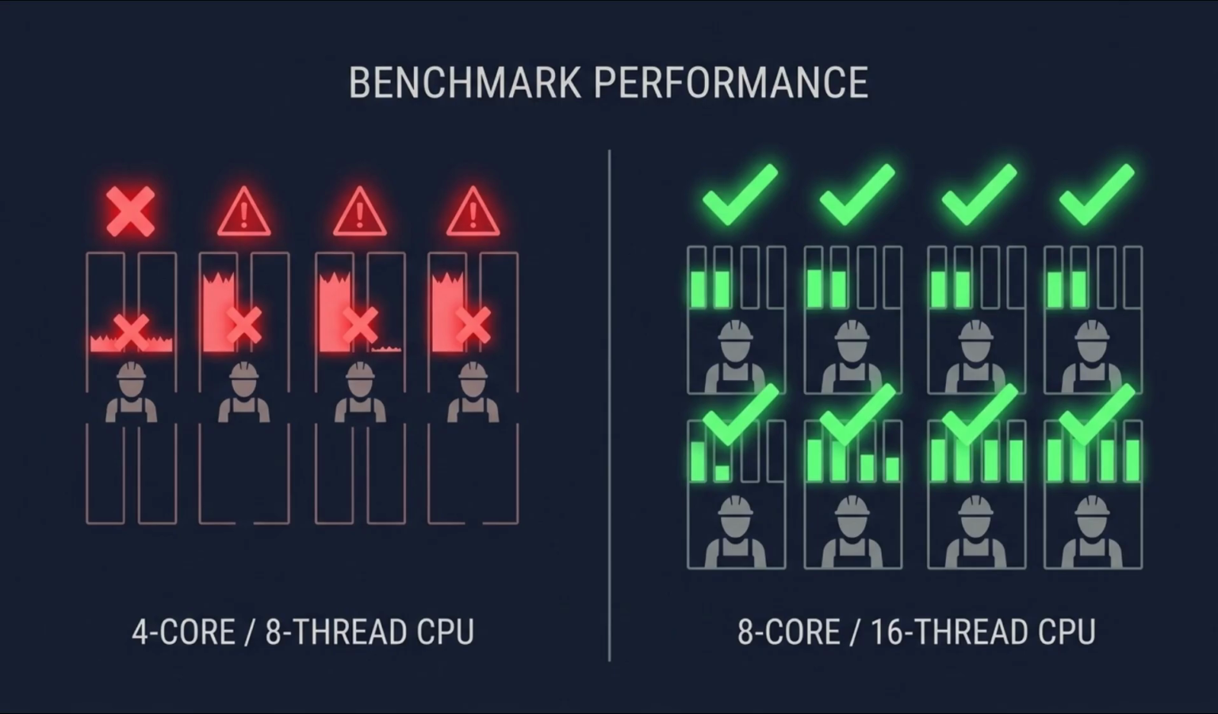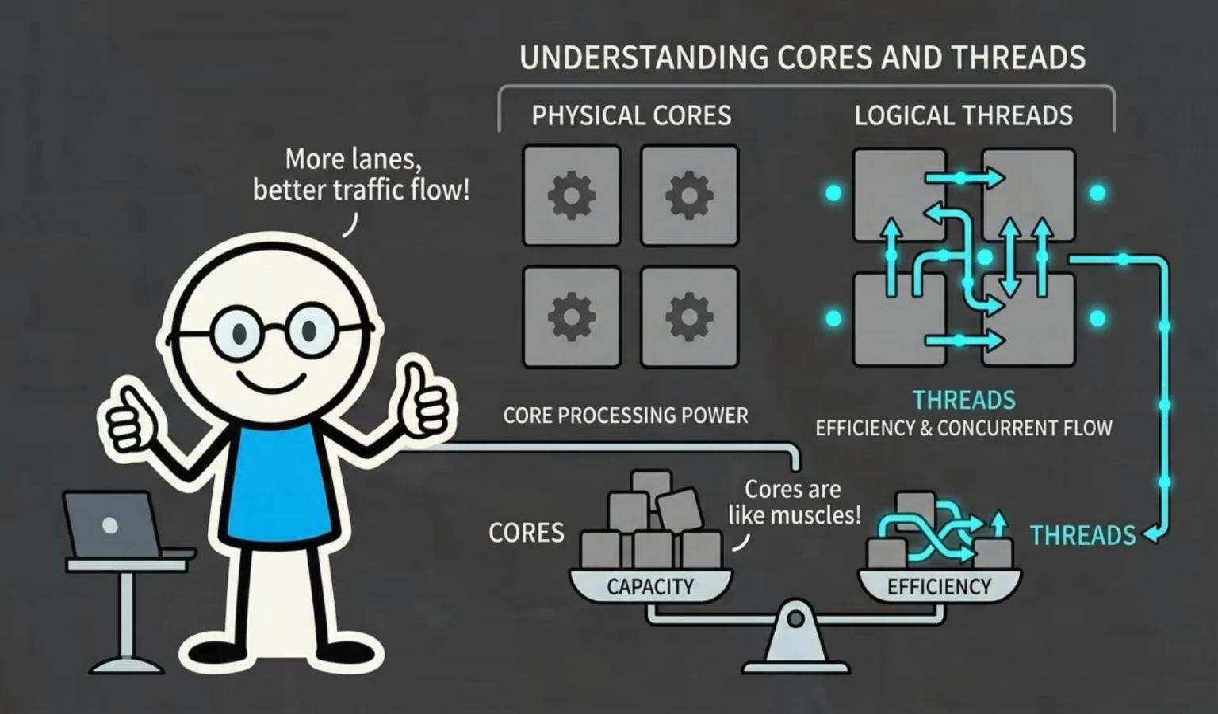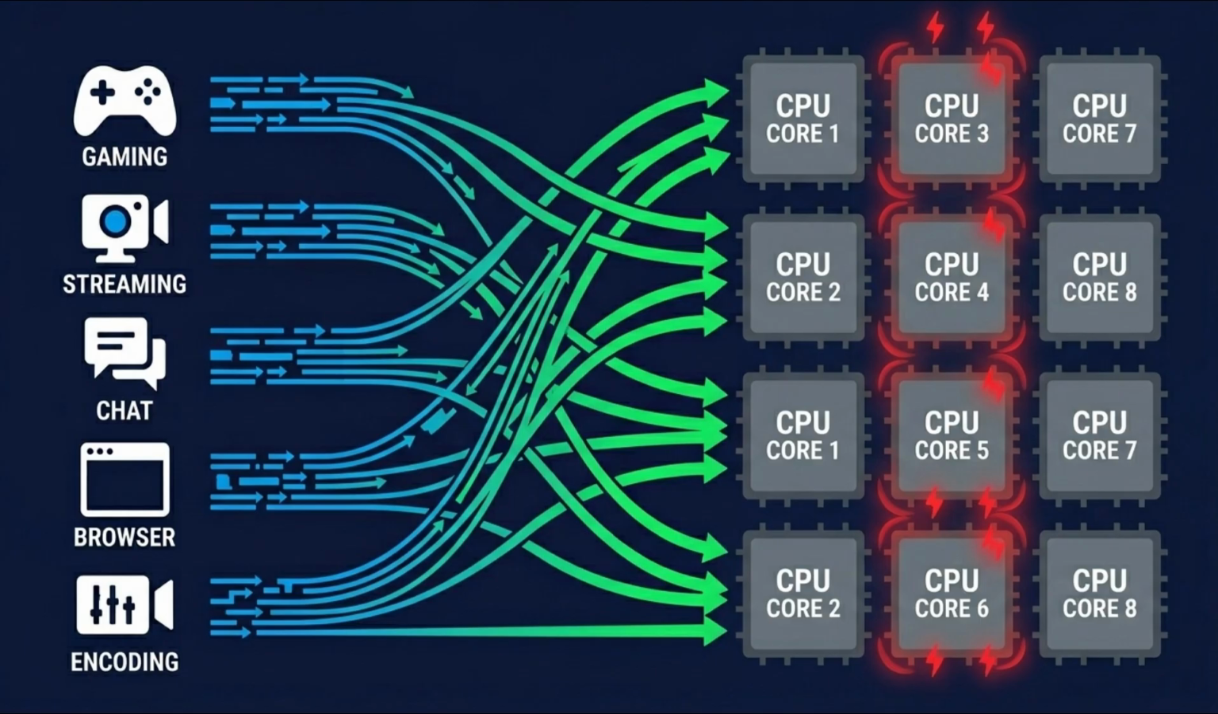That is why an 8-core, 16-thread CPU is usually stronger than a 4-core, 8-thread CPU, even though both use 2 threads per core. Physical cores increase real working capacity. Logical threads improve how efficiently that capacity is used. For example, if you are gaming while streaming, physical cores help divide heavy jobs like the game, background apps, and video encoding.